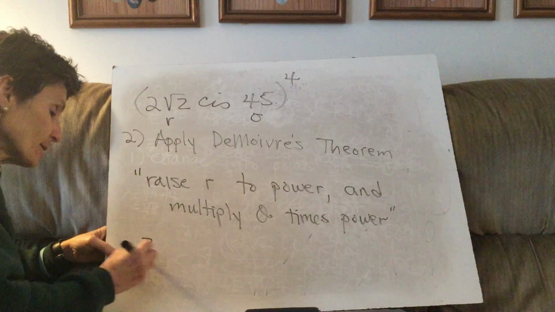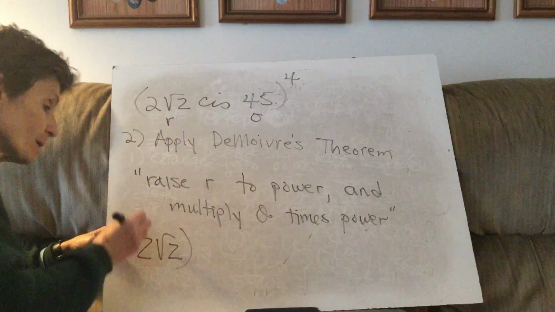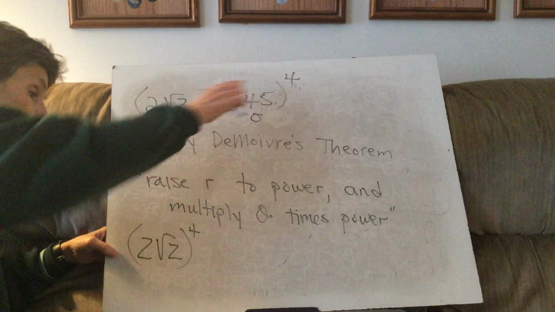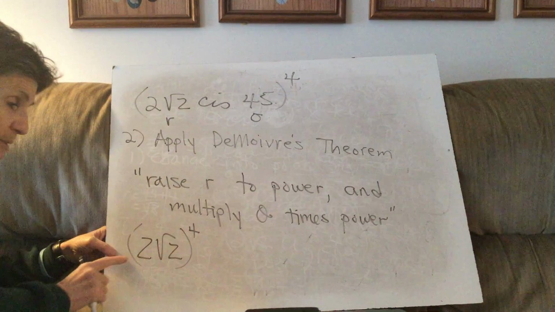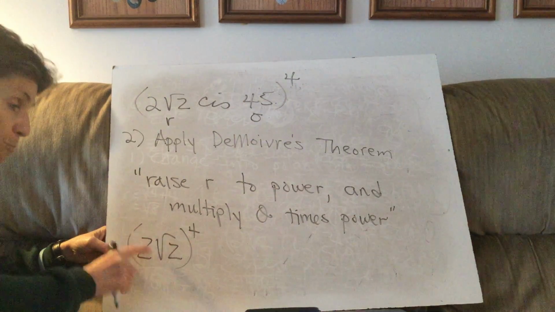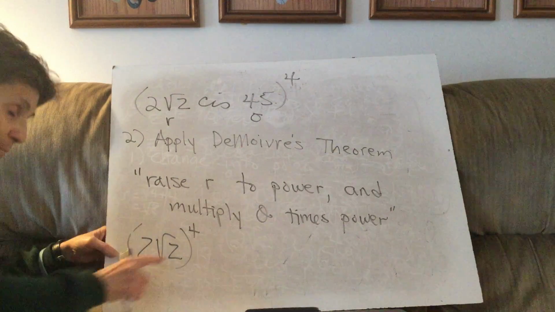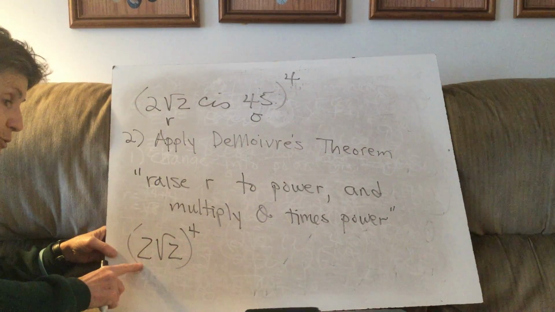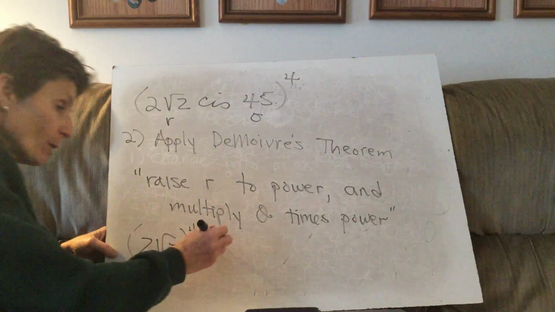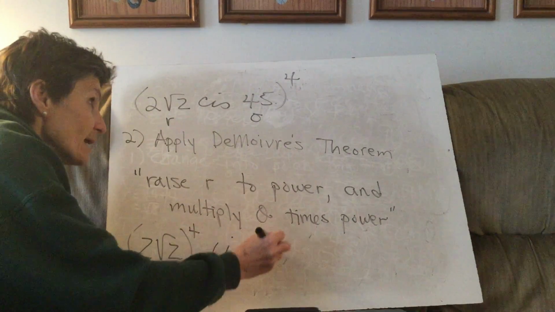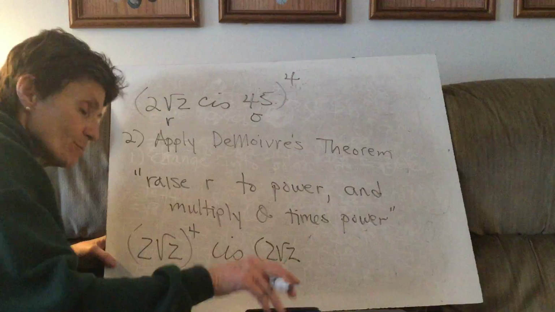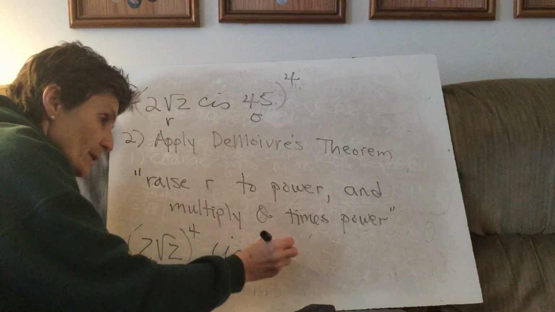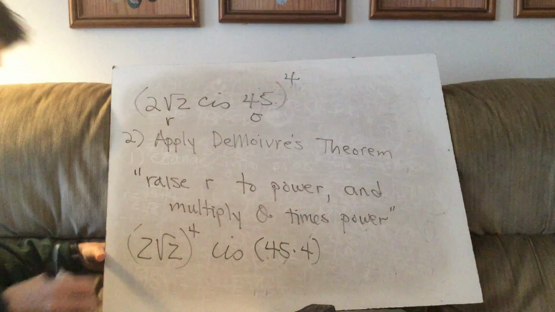So we're going to take 2 root 2 to the 4th. So we're going to raise r to the power, and notice my parentheses, talked about this earlier. If you have a 2-part number, you've got to put it in parentheses before you put it in your calculator. So 2 root 2 to the power, and then we're going to take the angle, 45, times the power.